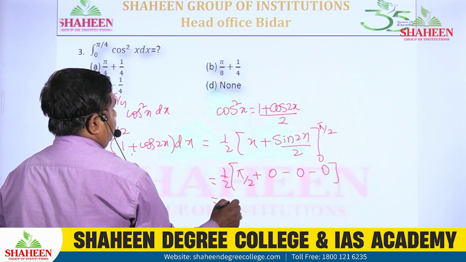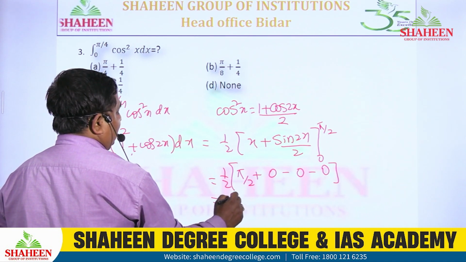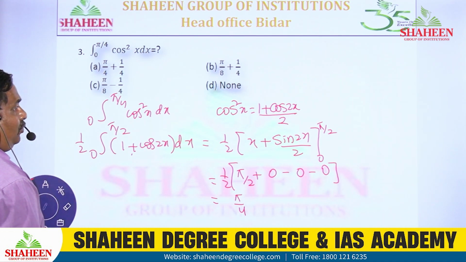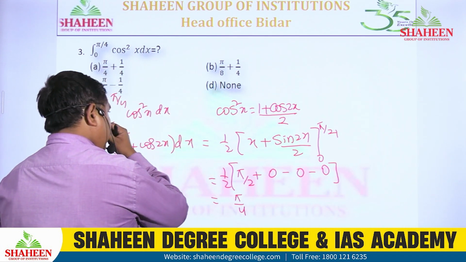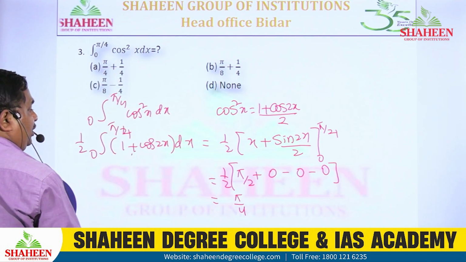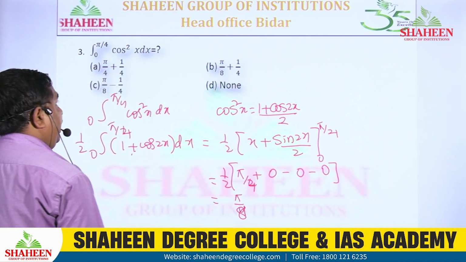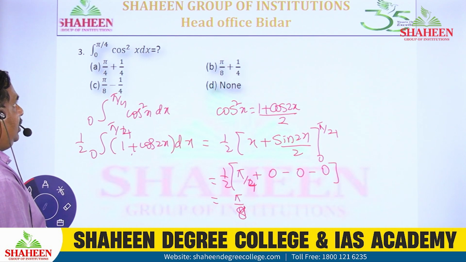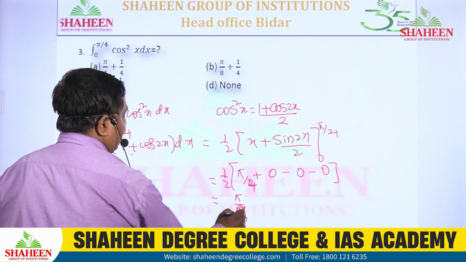So that becomes 1 by 2 into pi by 4, then this becomes pi by 8. The remaining terms are all 0. So our answer is pi by 8. What is our answer? Pi by 8.